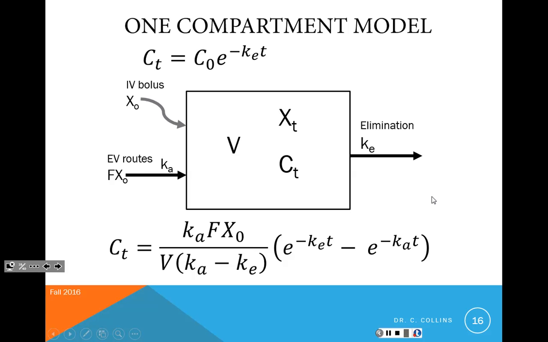Can you point that out again? I can't see that over here. Sorry. Which one's the absorption? This is the absorption part, where's Ka. Okay. This is the elimination part.